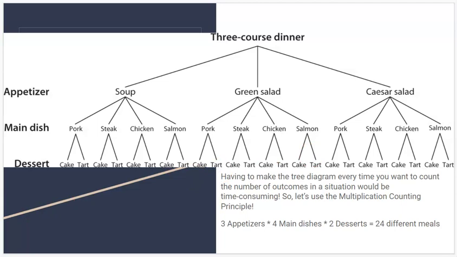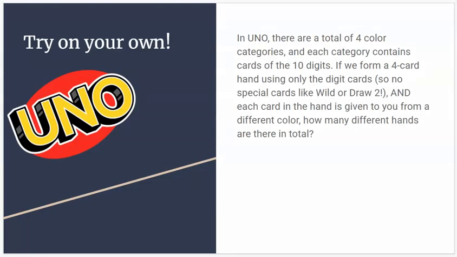Alright, I'll give you another try. So here's an example for you to try on your own. This is an Uno problem. There are 4 colors in Uno. I think we all know that. Hopefully you've played Uno before. Each color contains a card of each of the 10 digits. So if you form a 4-card hand using only digit cards, and each card in the hand is from a different color, how many different hands are there in total? I'll let you give a shot at this one, and we'll talk about it in a sec.